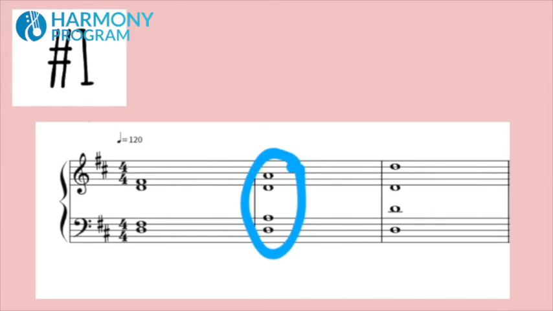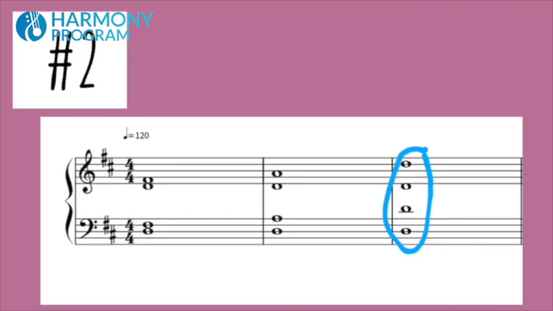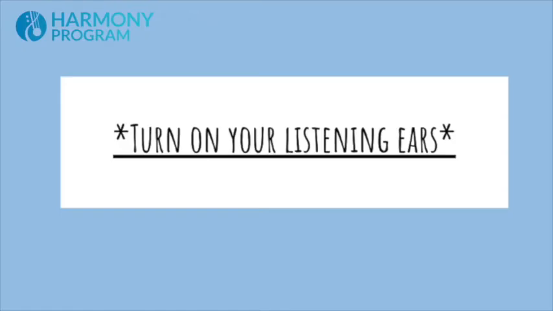Number 1 was a fifth, specifically between D and A. Number 2 was an octave between D and the next highest D. As you can hear, this octave is much wider than the fifth because it has a greater distance. Let's hear that fifth and octave once again. Keep in mind that the note on the bottom for both chords is the same D. Here's the fifth, and here's the octave.